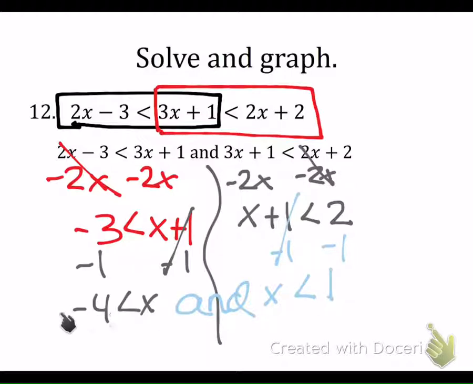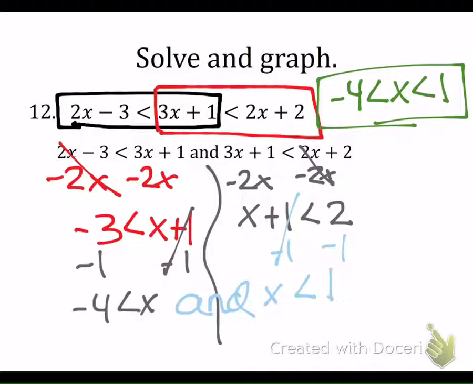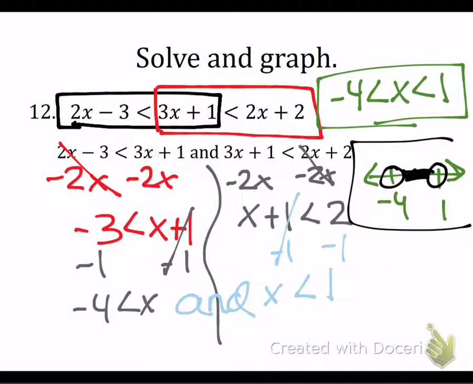So do you see what I'm saying? This is the smaller one. So we're going to sort of write it in this backwards form for my final answer. Since it's an and, I'm going to put it all together. So negative 4 less than x less than 1. And on the number line, I would have the negative 4 and the 1. And I want the space in the middle so that it's bigger than the negative 4 but less than the 1.